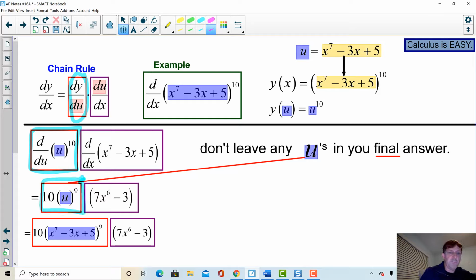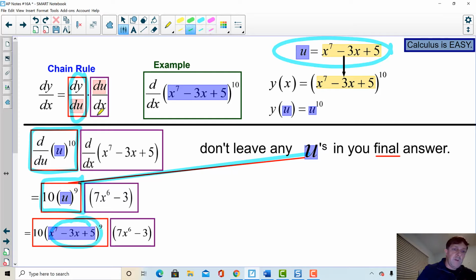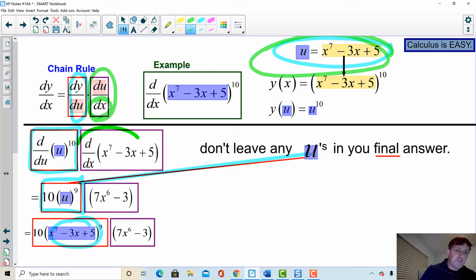You'll see I have a special note. Don't leave the u sitting there. The u was all this stuff, so we're going to plug in all that stuff right here. And then the second thing is the derivative of u, so here's u, with respect to x. So we're doing the derivative of that function u, where x is the variable, and that's just the power rule. The 7 comes down, the new power is 6. The derivative of minus 3x is just going to be minus 3. The derivative of a constant is 0.